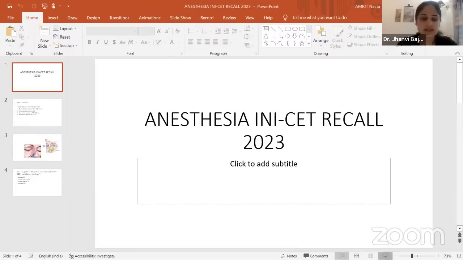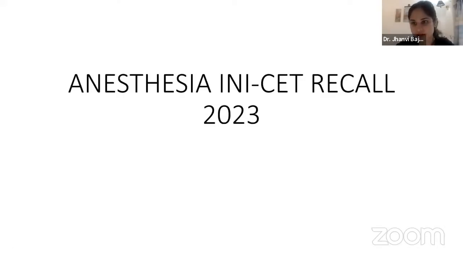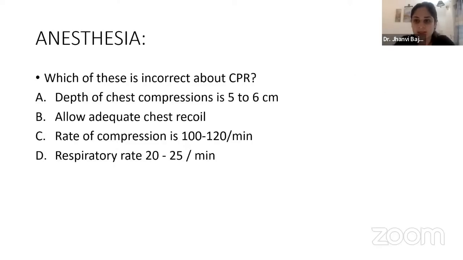Okay. So anesthesia, typically only 2 questions were asked, and one of them was a straight PYQ that we had. That was about CPR. We've discussed this multiple times, and it was one of the easiest questions about CPR. Depth of chest compressions should be 5 to 6 centimeters. That is correct. You should allow adequate chest recoil. Correct, because the heart should fill during that chest recoil. So the heart fills in diastole.